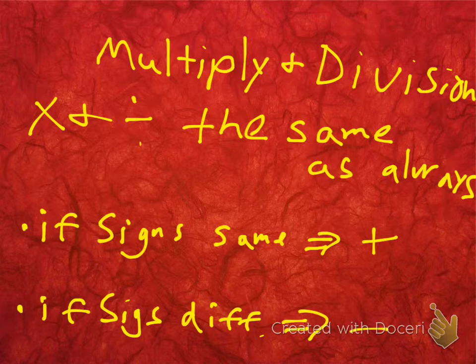The problem that comes up is these rules are so simple that you want to apply them to subtraction and addition, but you can't. Okay? Let me give you some examples of what I'm talking about. I'll give you a little bit of time to copy this down. If signs are the same, your answer is positive. If signs are different, your answer is negative.